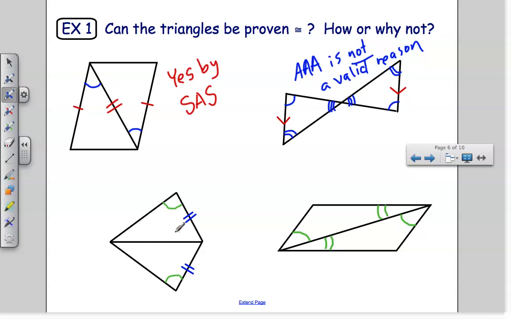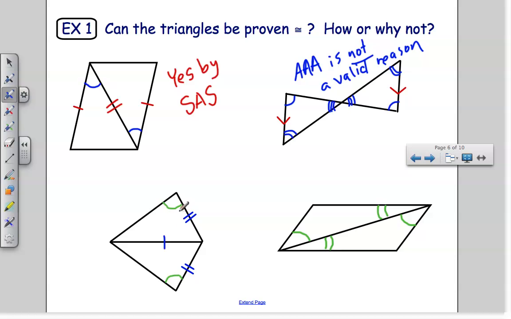Alright, what about here? Two triangles. Looks like we have an angle congruent. We have a pair of sides congruent. And they share this side here, so I can actually do one tick mark since these had two already. Are these triangles congruent? I have two sides and an angle.